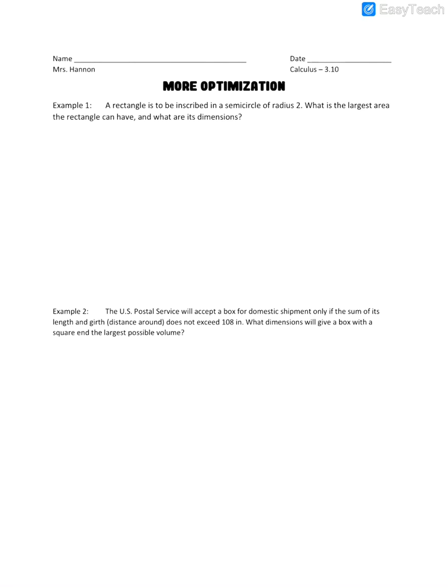Alright, we're going to do 3.10, which is some more optimization problems today. Let's look at number 1. A rectangle is to be inscribed in a semicircle of radius 2. What is the largest area the rectangle can have, and what are its dimensions?